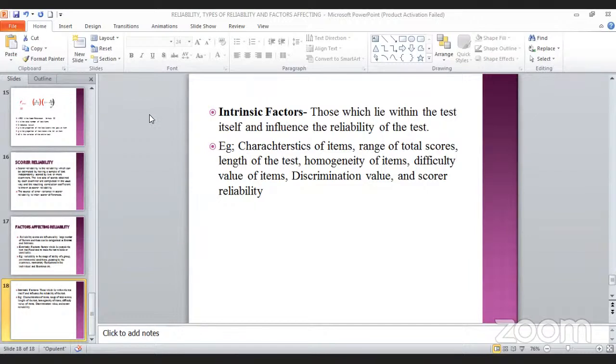If you want to reduce the items, you have to do the PCA, principal component analysis. So when you learn advanced applied psychometrics, at that time you will understand how to reduce the number of items. Okay, sir. Okay, thank you. So anything more? No, sir.